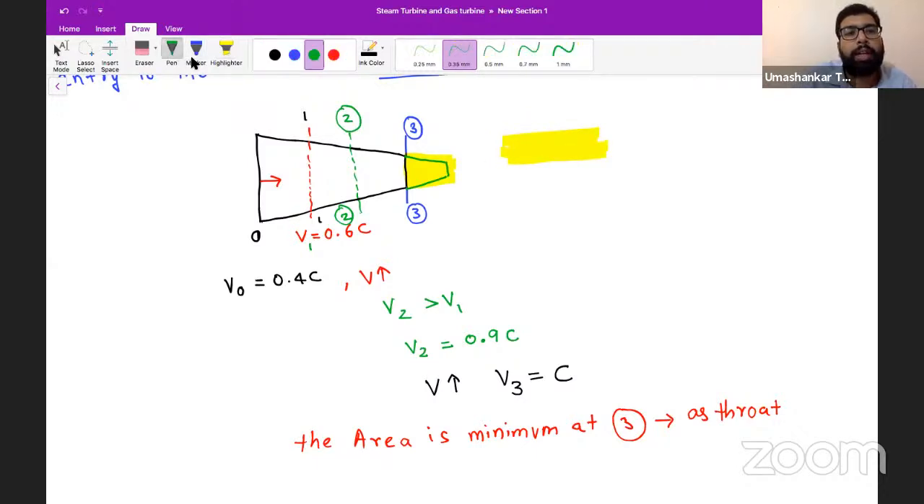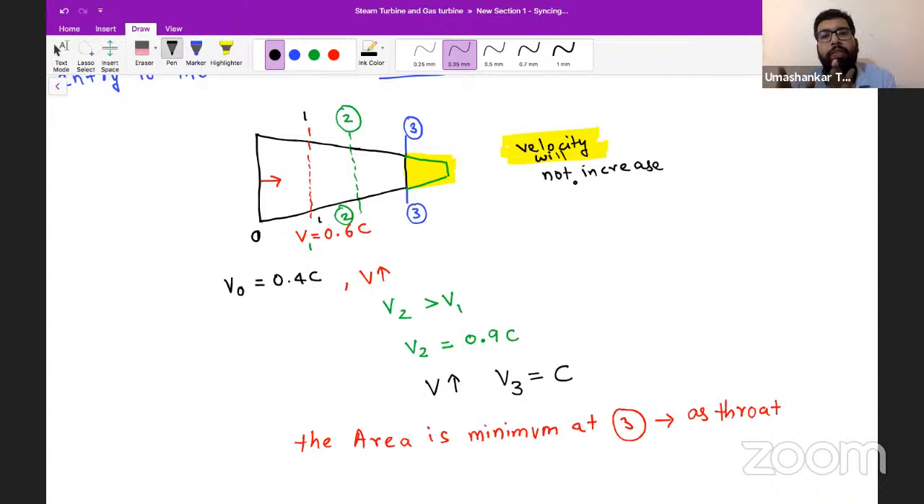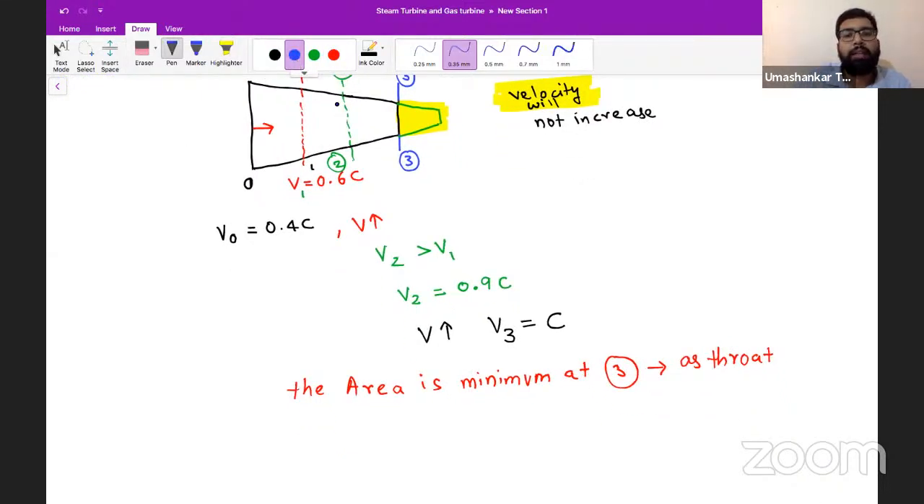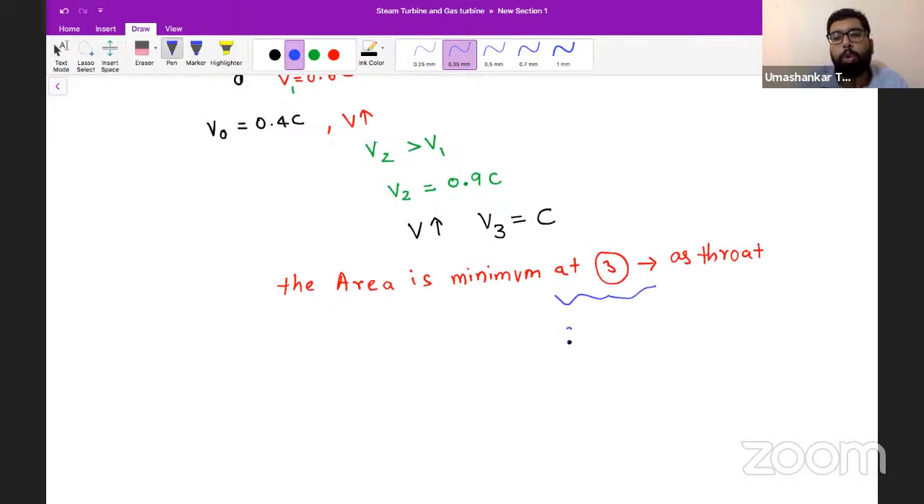Velocity will not further increase, because we have seen once we reach the sonic condition, we require the cross section to be constant, or if we want to further increase the velocity, we should have the diverging section. So for this reason, velocity will not increase. That's why this point 3 is known as choke region.